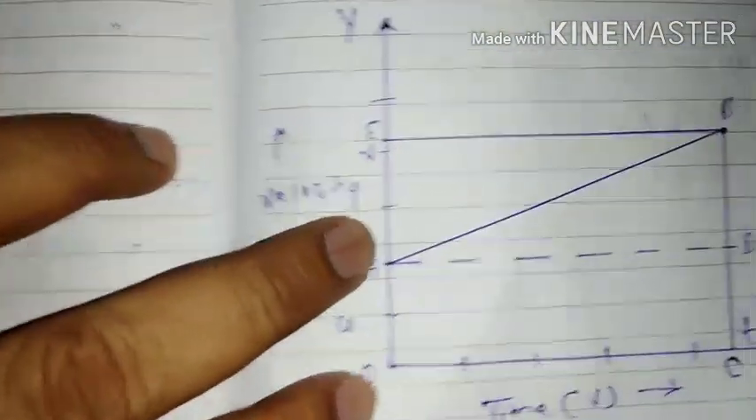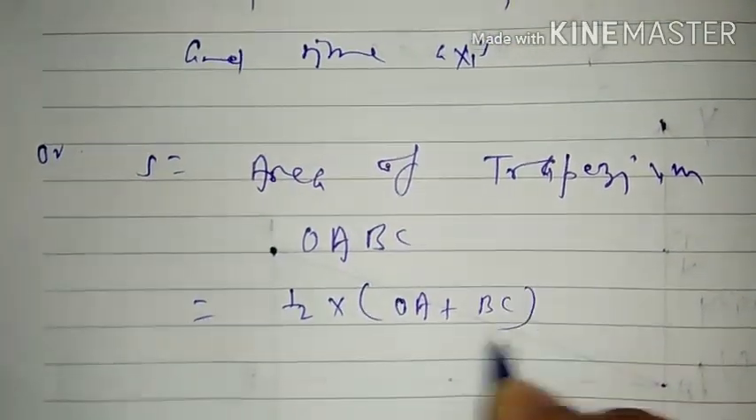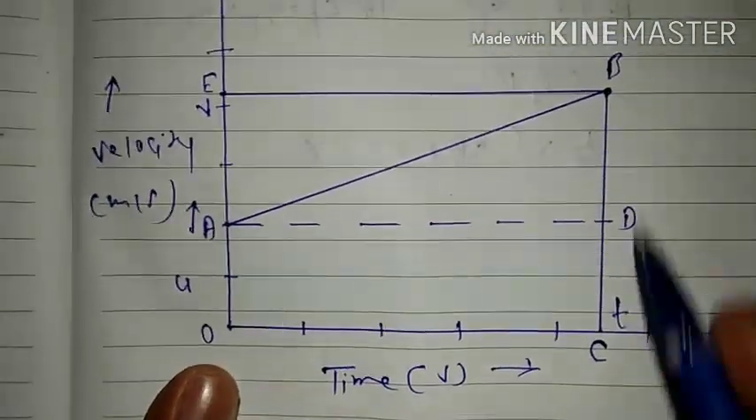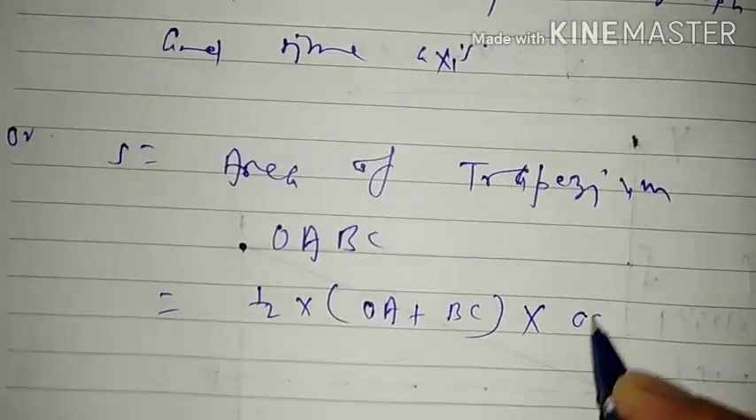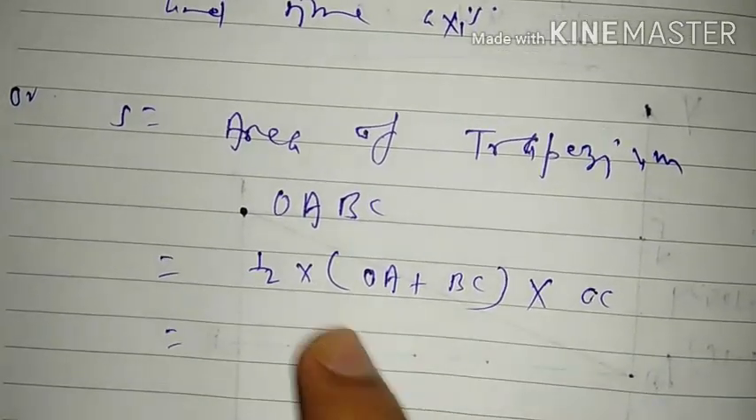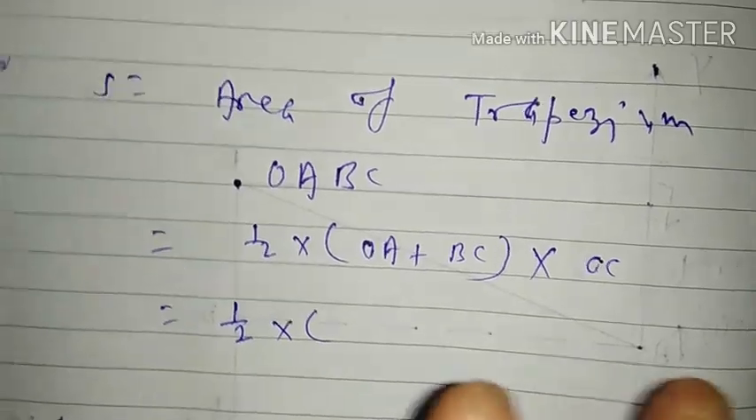See, sum of OA plus BC. So the sum of the parallel sides OA plus BC. And what is the height between these two? The height between OA and BC is OC. This is equal to 80. So OC. Now using the value from the graph, these terms, 1/2 into OAC.